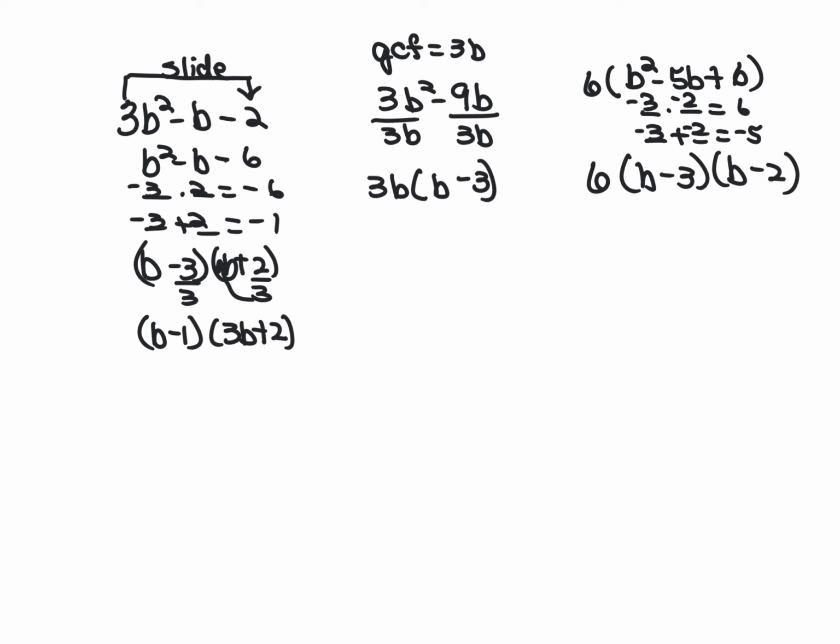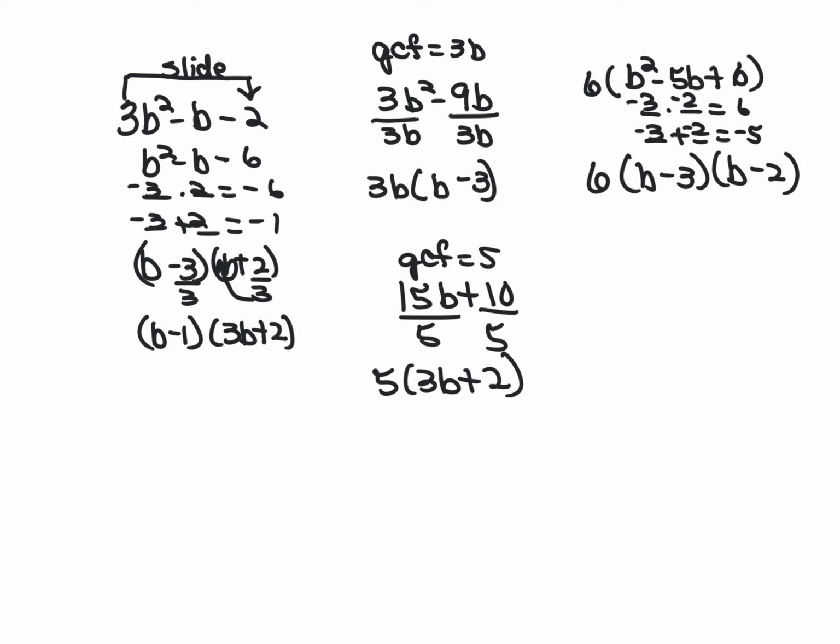The last part that has to be factored is 15b plus 10. There is a GCF of 5. And we're going to divide by 5 to get 5 times 3b plus 2. All right, so I'm going to go back once we have looked at the factoring of each of these, and we're going to put it back into the original problem.